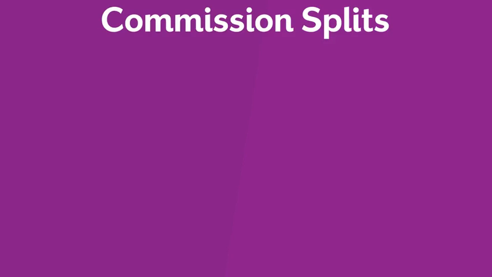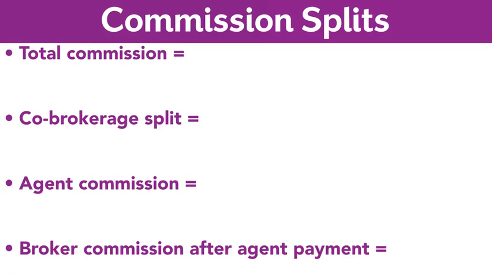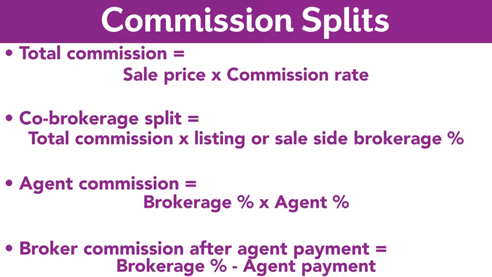Commission splits determine how much each licensee involved in the sale earns when a property closes. No standard commission split exists. Total commission equals sale price times commission rate. Co-brokerage split equals total commission times listing side or sale side brokerage percent. Agent commission equals brokerage percent times agent percent. Brokerage commission after agent payment equals brokerage percent minus agent payment.